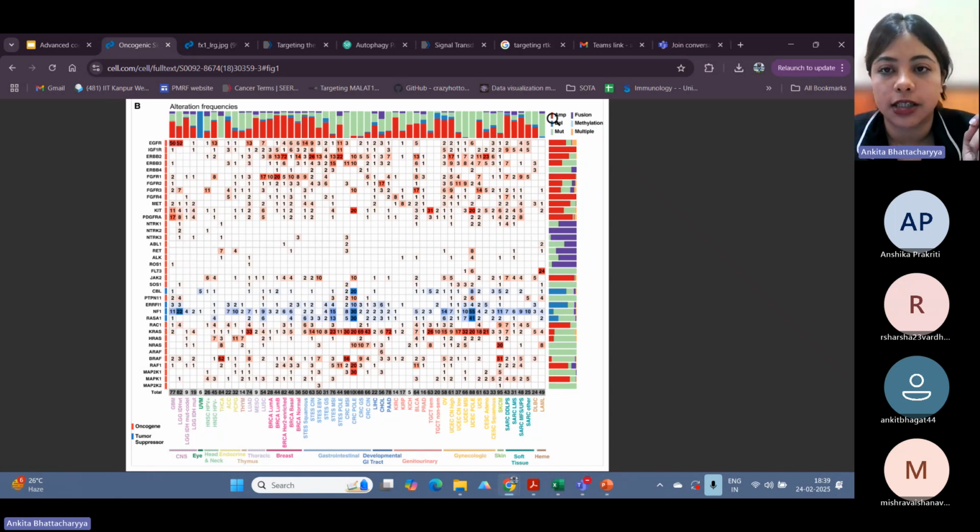What type of mutation is it? Here in red, it is an amplification mutation, which means that EGFR was present in more number of copies. However, you can see that the frequency at which it occurs in different types of cancers is very different, but it is present. Again, look at any other example, take ERBB2. ERBB2 has different frequencies.